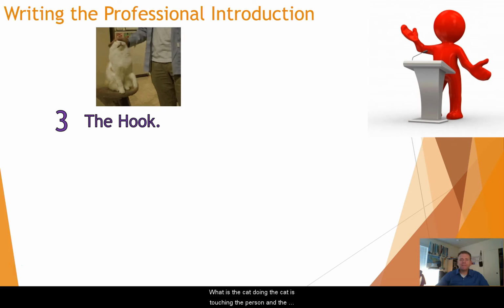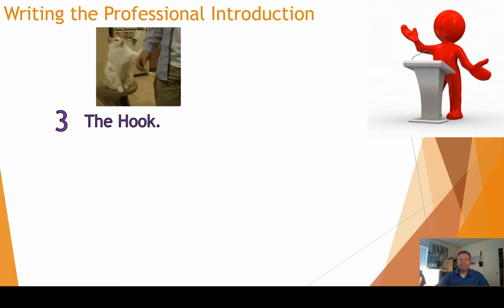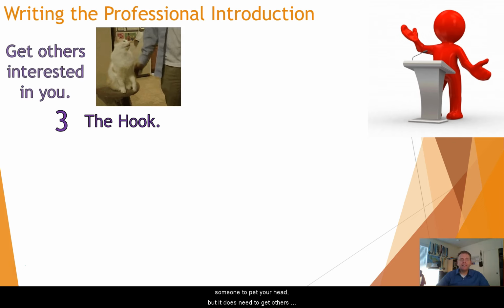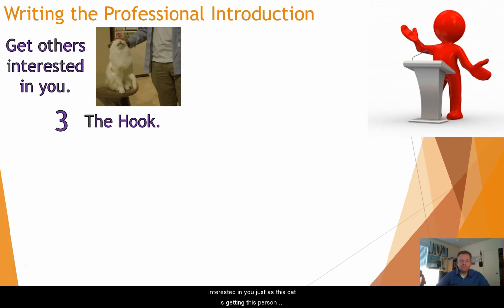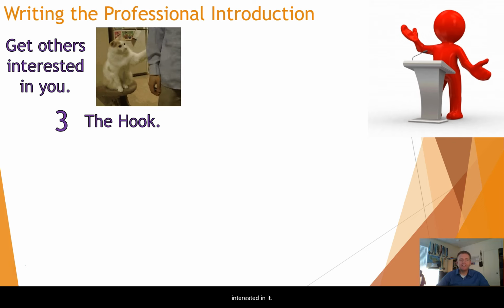What is the cat doing? The cat is touching the person, and the person gives the cat attention and pets the cat. Happy cat. That's what a hook needs to do. No, it doesn't need to get someone to pet your head, but it does need to get others interested in you, just as this cat is getting this person interested in it.